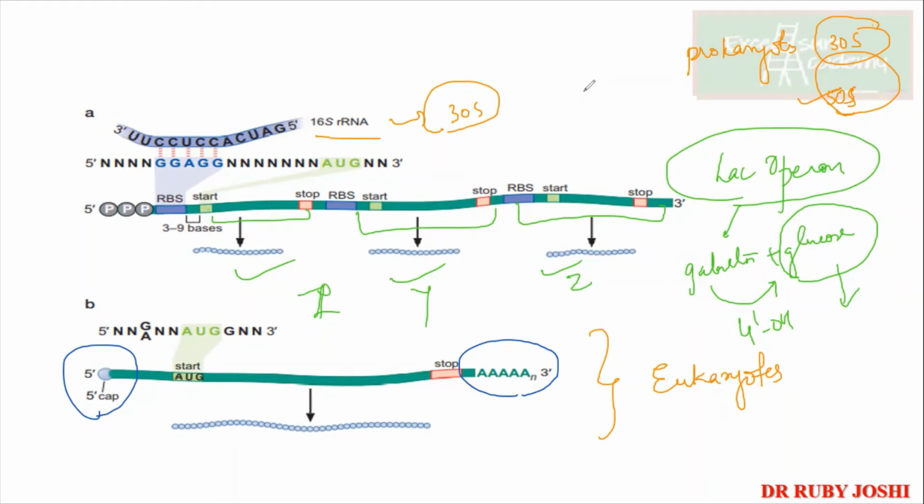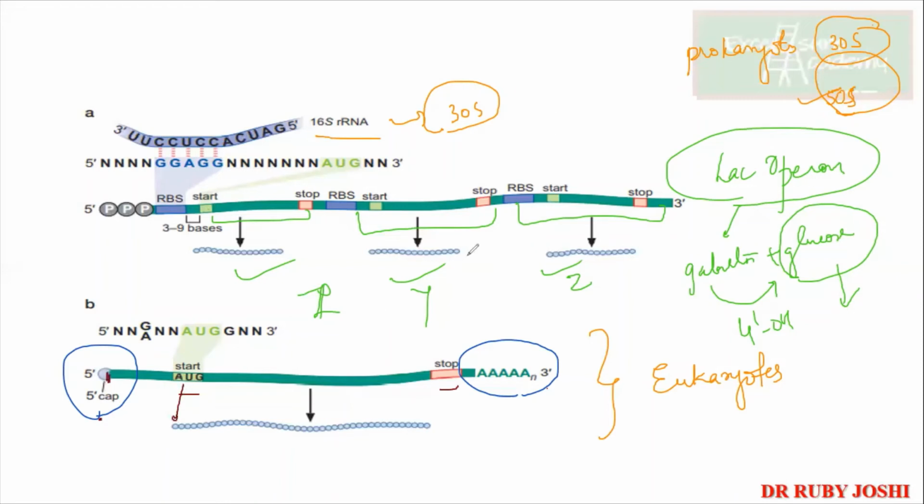Now, in the case of the eukaryotes, you can see that the 5' cap is there, the poly A tail is there, and you have got the start codon and the stop codon. Another thing you should note: whenever we talk about the start codon, it is not always starting from the very first nucleotide. The AUG will always start somewhere in the middle, and from there onwards your first amino acid will be coded.